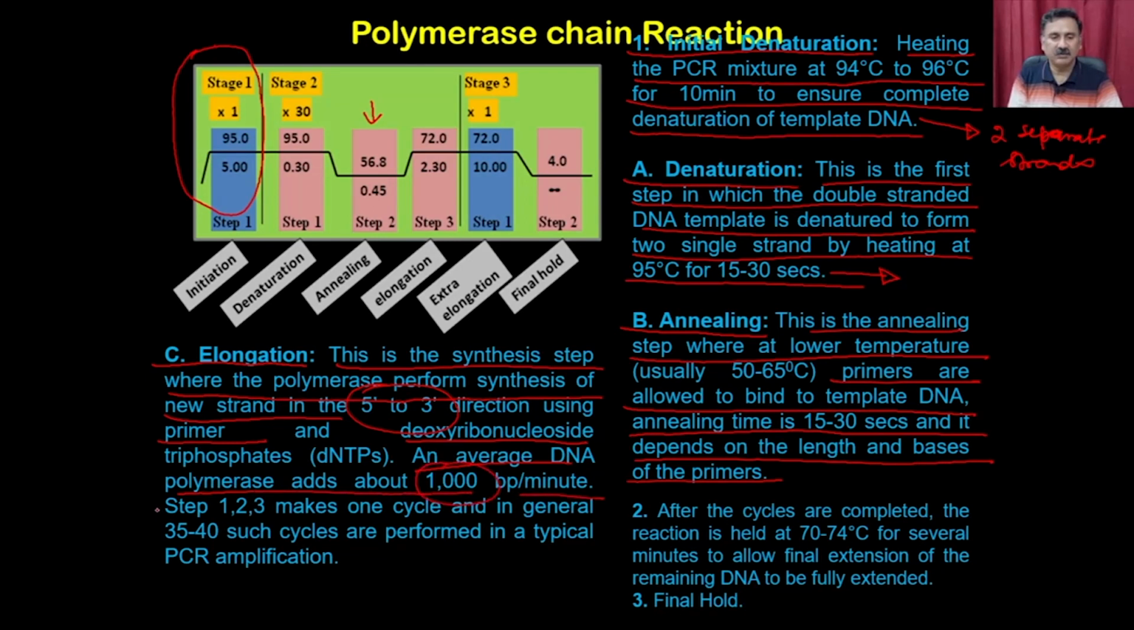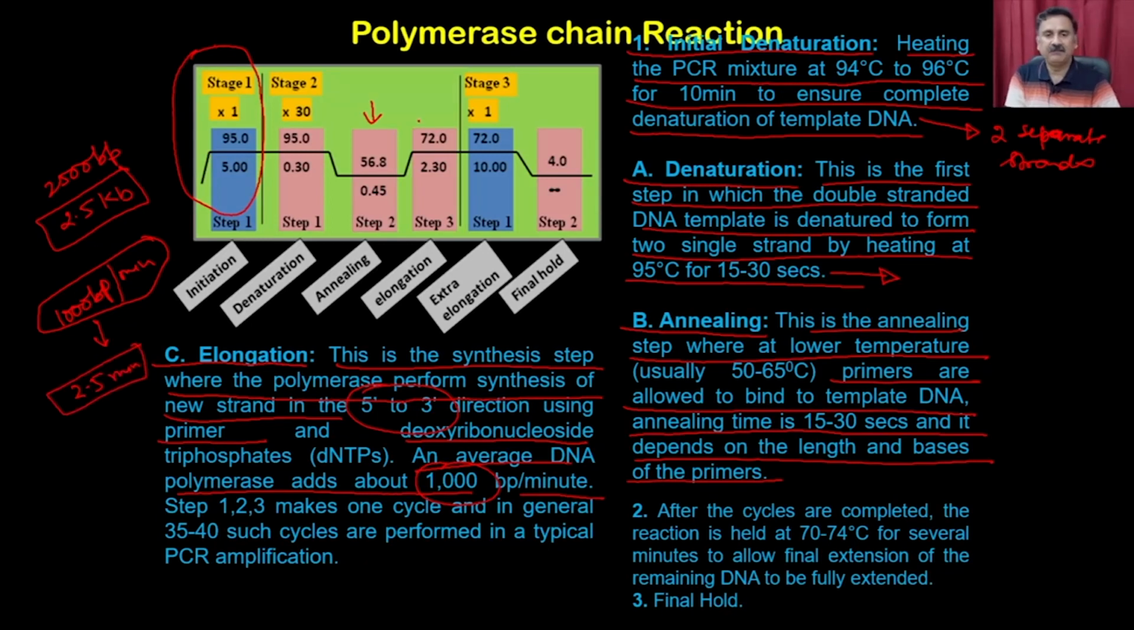So you can actually calculate. Taking this into account, when you are adding 100 base pairs per minute, you can calculate the elongation time. Suppose you are working with a gene which is 2.5 kb, that means 2500 base pairs. So you can keep the elongation time as 2.5 minutes, or 2 minutes 30 seconds.